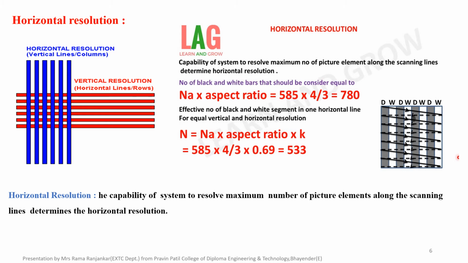The effective number of black and white line segments in one horizontal line is calculated by N equal to NA into aspect ratio into KL. The KL factor is 0.69. So the total is 533. So the capability of a system to resolve the maximum number of picture elements along the scanning lines determines the horizontal resolution.